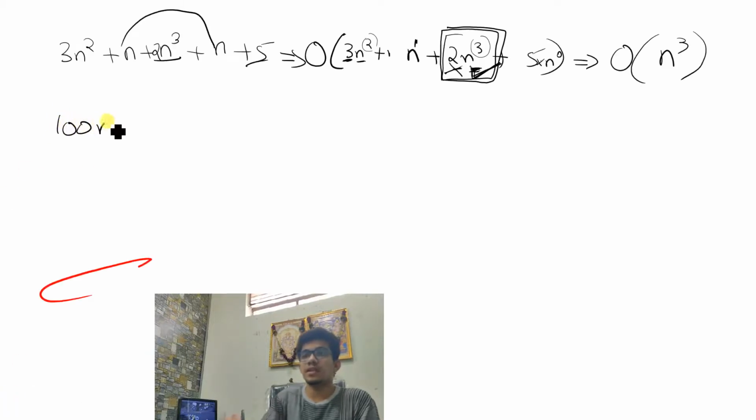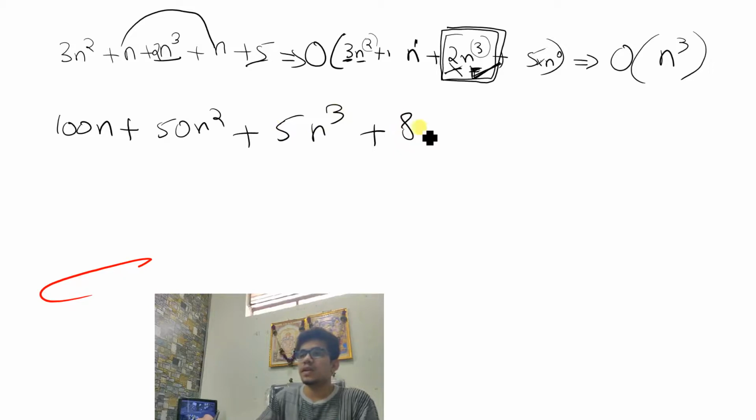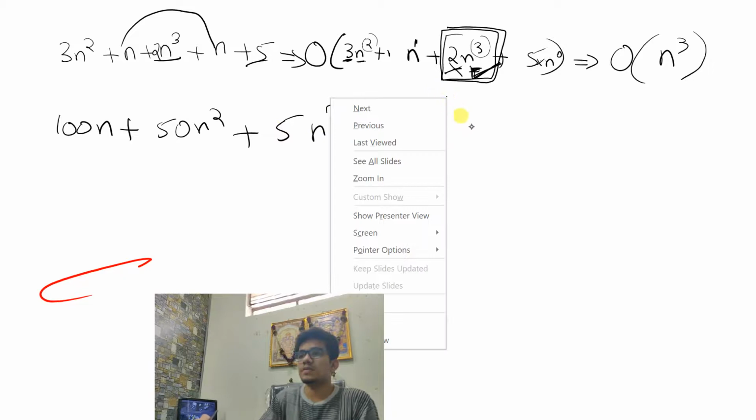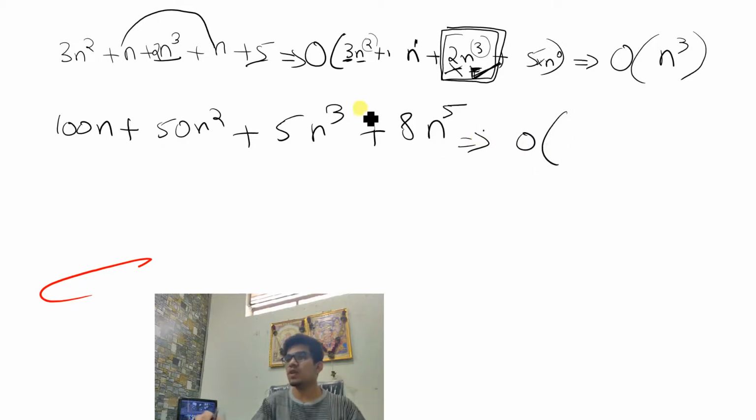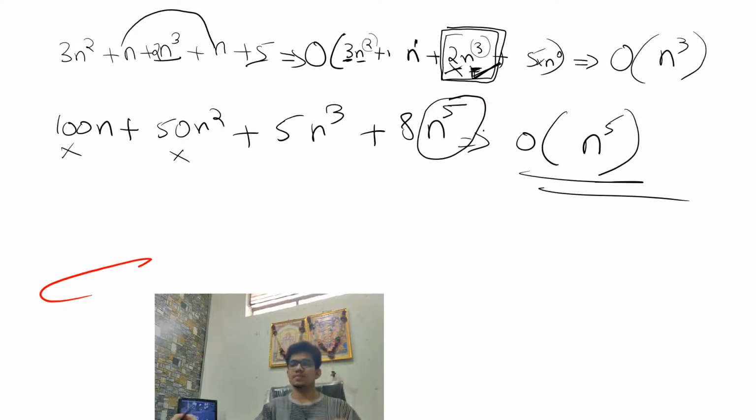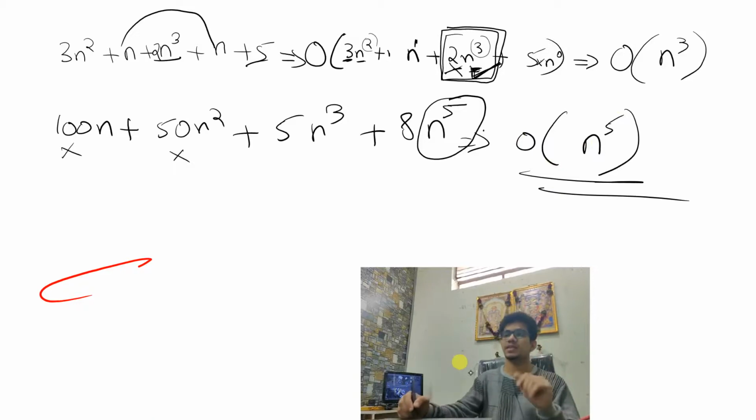Let's say 100n plus 50n square plus 5n cube plus 8n to the power 5. If I write something like this, what do you have to see? It is the order of which has the highest degree. Numbers you ignore, all numbers you have to ignore, and only see the power which has the highest power. N to the power 5, you write n to the power 5, done. That's it. This is our time complexity.